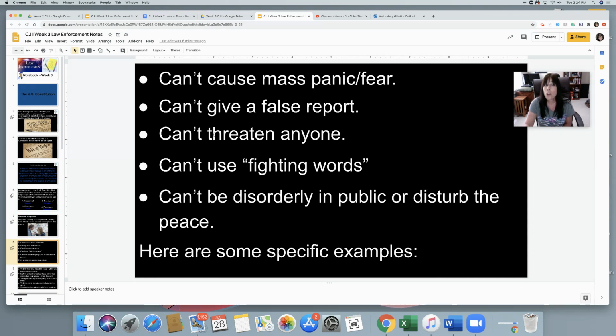We can't cause mass panic or fear. That's like yelling fire in a movie theater when there is no fire, when you know there is no fire. You can't do that. You can't give a false report. You cannot knowingly lie and tell the police something happened or somebody did something when you know full well they did not. That is actually a crime. It's called filing a false report. So you can't do that. You can't threaten anyone, even if it's just words. That's not allowed. So you can't threaten to hurt them or kill them or harm them in any way. You can't use what we call, quote, fighting words. And I don't want to get into it on a video right now, but we can certainly talk about this in person.